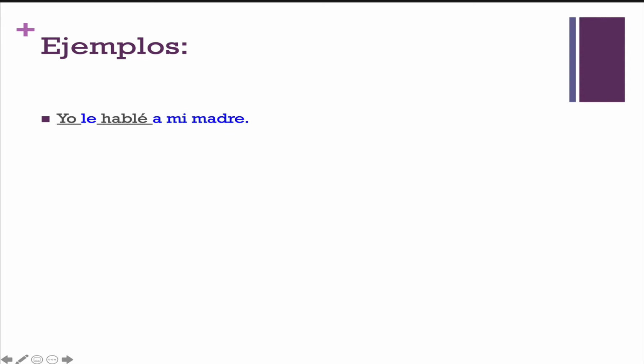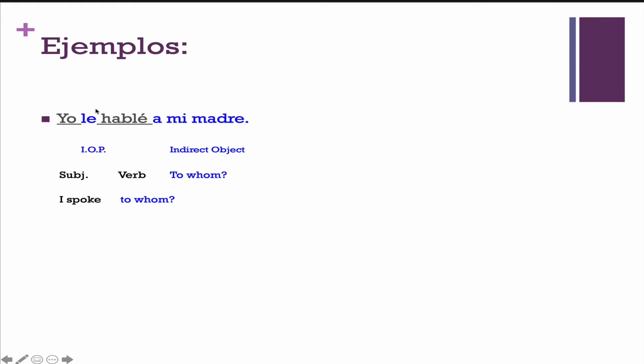Ejemplos. Por ejemplo, yo le hablé a mi madre. So you have the subject, which is yo, hablé, which matches with the subject, and then you have the object. In this case, to whom or for whom you do something. I speak to whom? If you have that question, then you will find the indirect object. So a mi madre is indirect object. And whenever you have that, you have to add the indirect object pronoun le, to him or to her in this case. Okay? Yo le hablé a mi madre. That simply means I spoke to my mother.